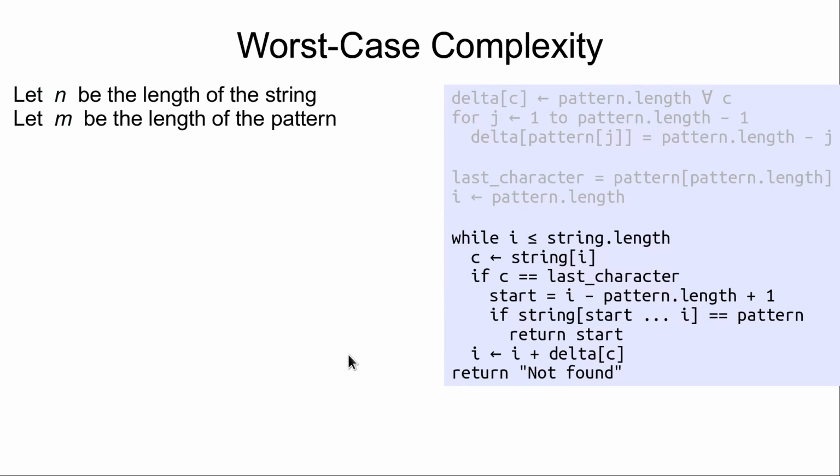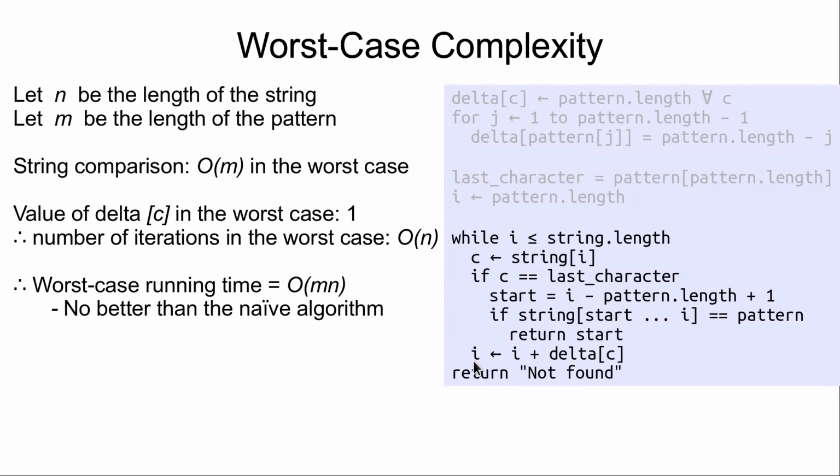So what's the complexity of the algorithm? Well, when we're comparing the proposed match with the pattern, the worst case is that we need to compare every character. If the length of the pattern is m, then this means that there are m comparisons in the worst case. The minimum distance that we can shift at each iteration is 1. So the largest possible number of iterations is the length of the string minus the length of the pattern. If the length of the string is n, then the worst case running time is big O of n times m, which is no better than the naive algorithm.